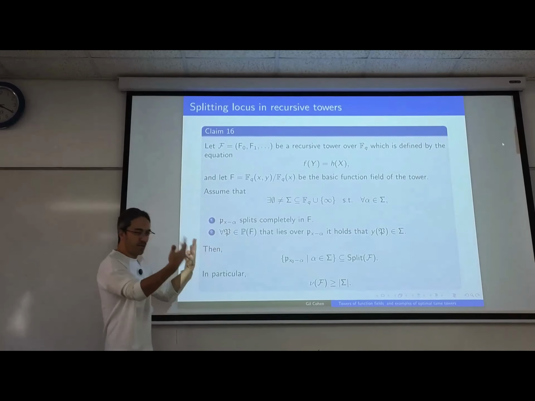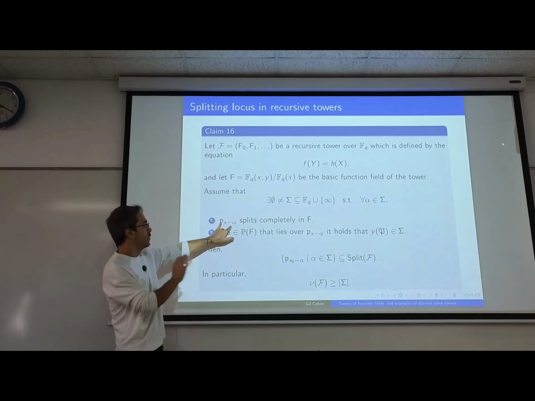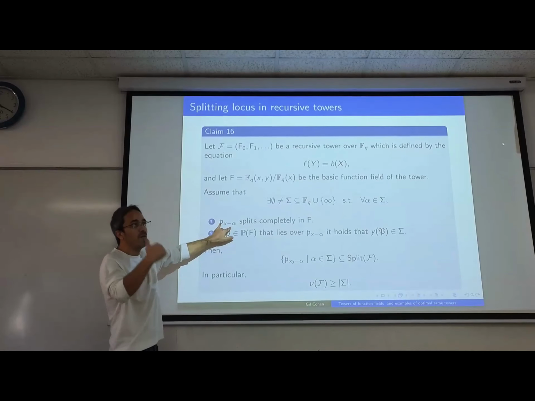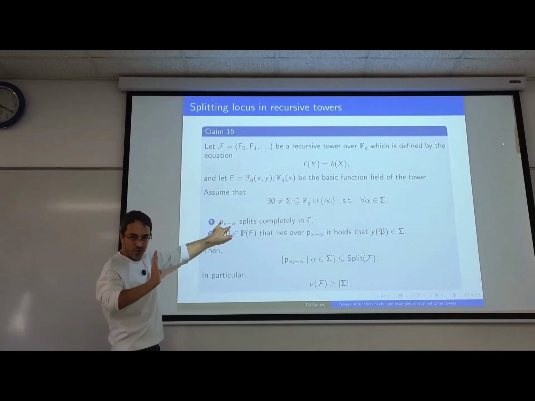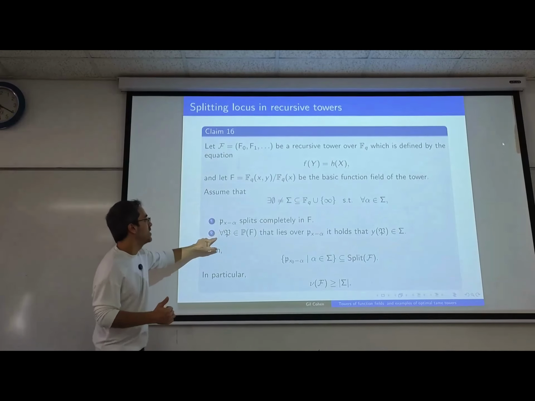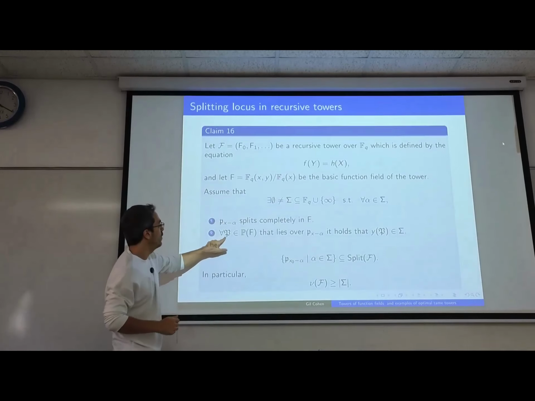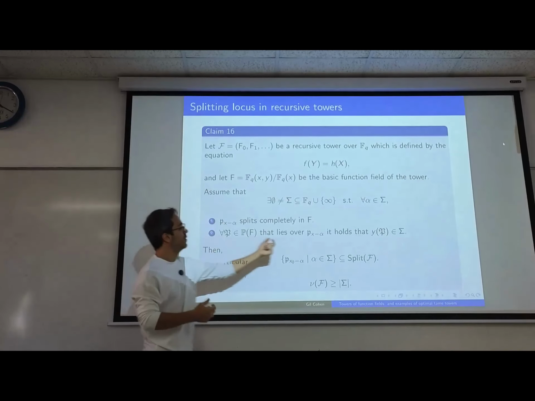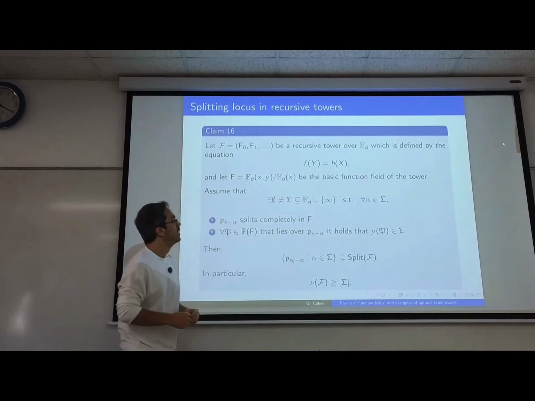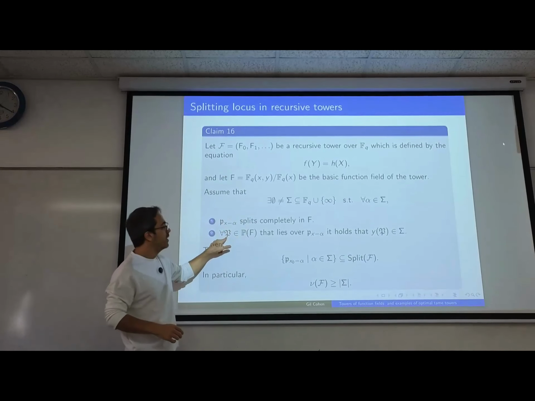You want many things to split completely. So if alpha at the base level splits completely, but I don't know if it will continue splitting, generally, this will make sure of that. So the second item tells you essentially that everything above alpha also splits completely. So it tells you that for every prime divisor above this one, all of them are rational because they split completely and so forth.